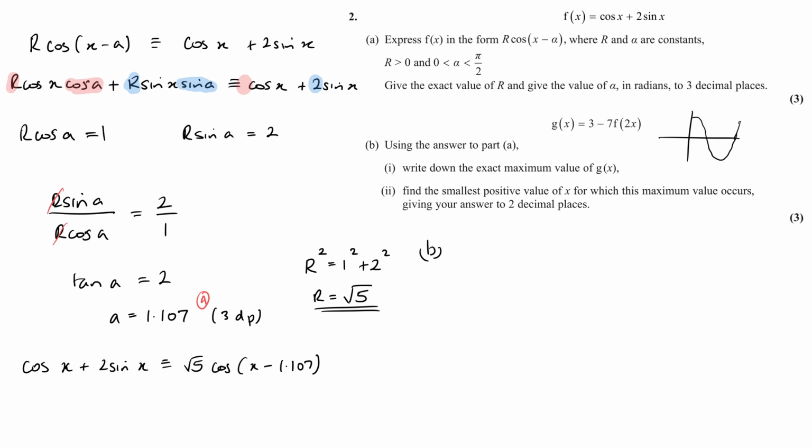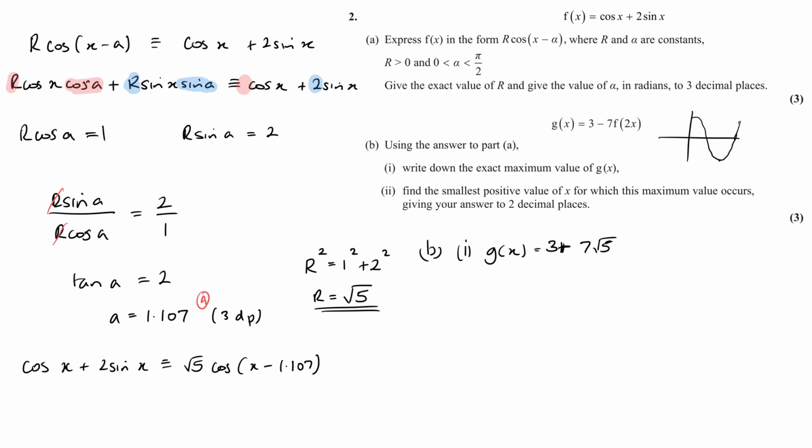Normally that's at... Actually, I don't know why I bothered drawing that, but anyway. When it's minus 1 is what we want. So it's going to be g of x is equal to 3 minus 7 root 5, and it's not minus, it's going to be plus. So that would be my maximum value there, and it would happen when that cos is going to give me minus 1. The next part is to say when this will happen. So find the smallest positive value of x for which this maximum value occurs.